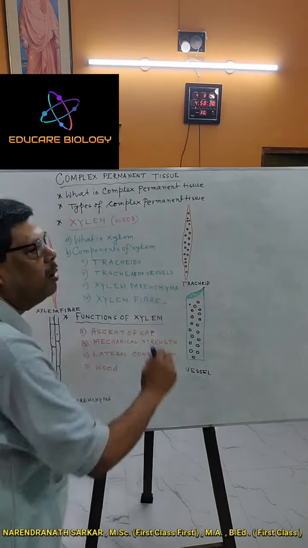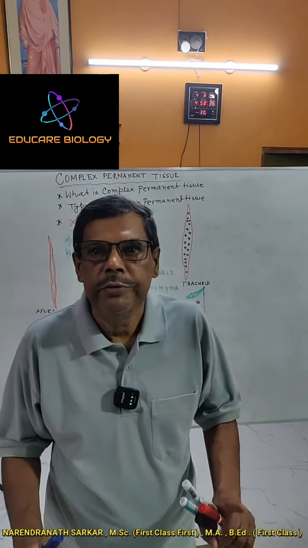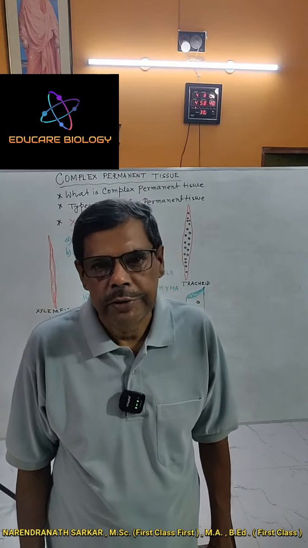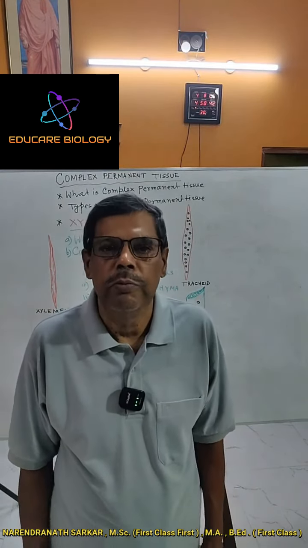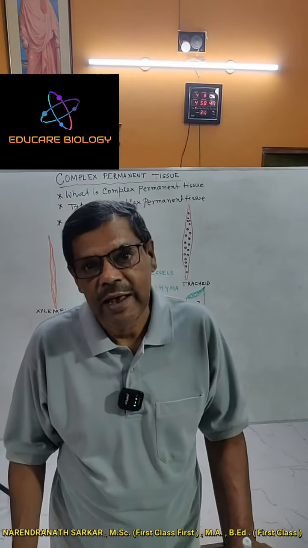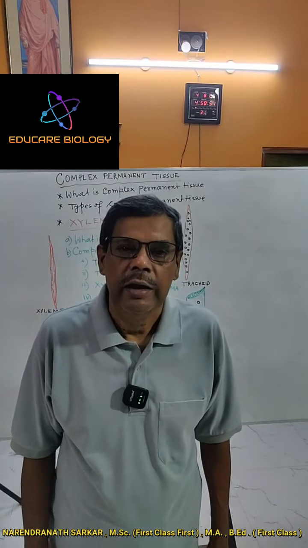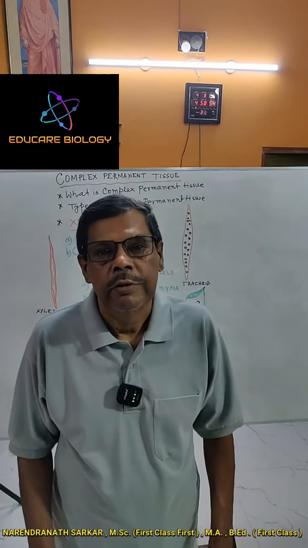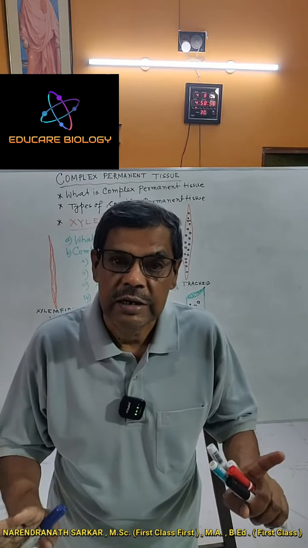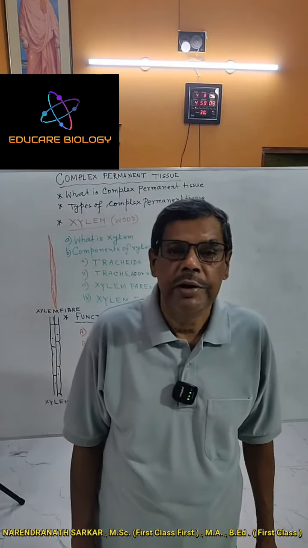First of all, what is complex permanent tissue? Complex permanent tissue may be defined as the permanent tissue which is composed of different types of cells, but the cells are of the same origin and they coordinate to perform a particular function. These are called complex permanent tissue.